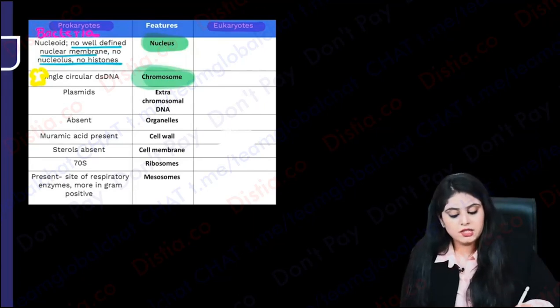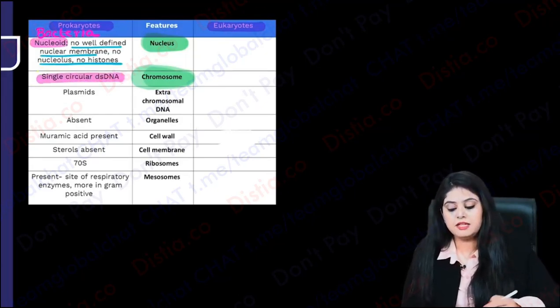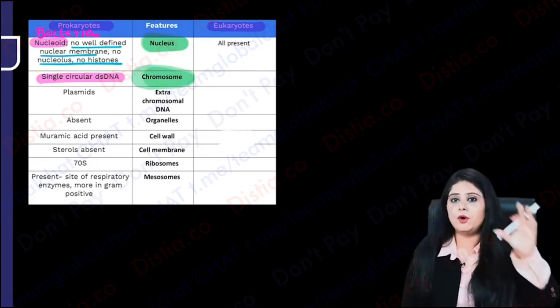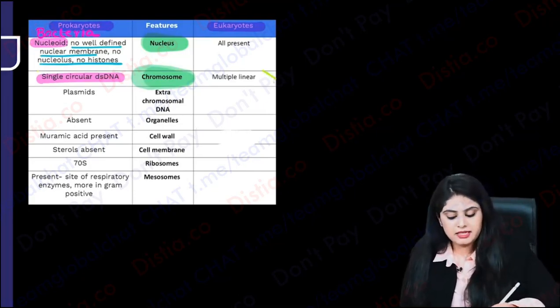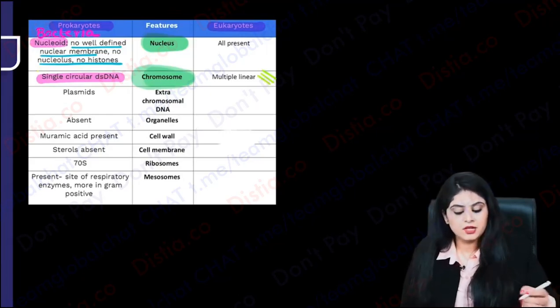Over here, we call it a nucleoid because all that it has is a single circular double-stranded DNA. If I compare it with eukaryotes, they have a proper nucleus, and the chromosomes are multiple and linear. Okay, then tell me, in a while you will study bacterial genetics.